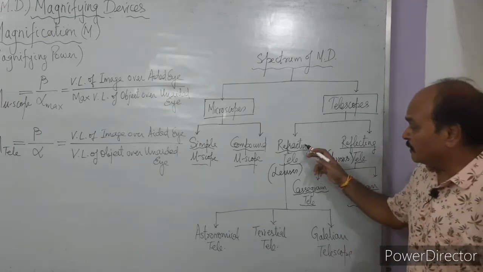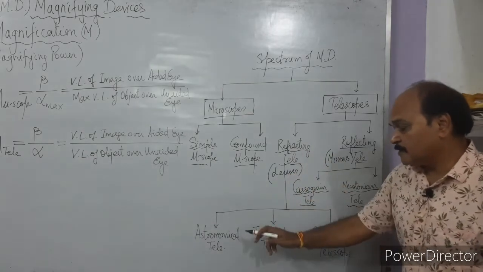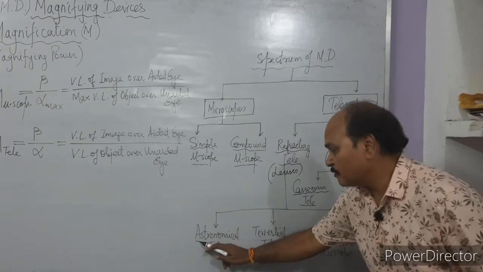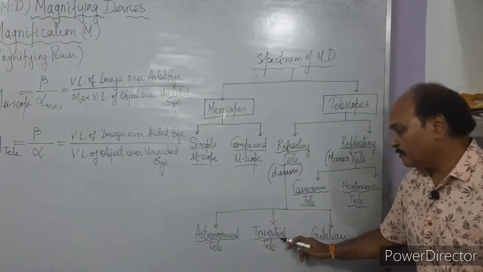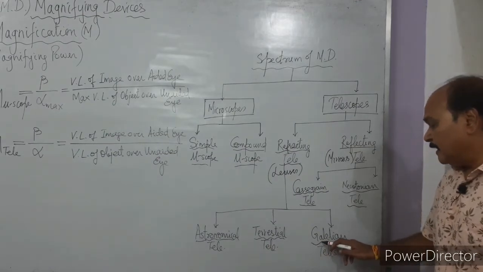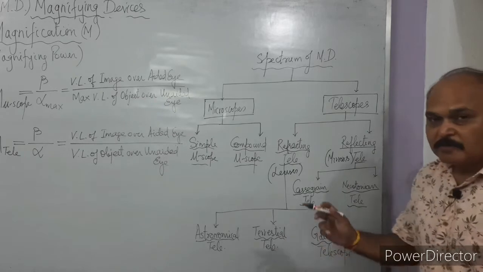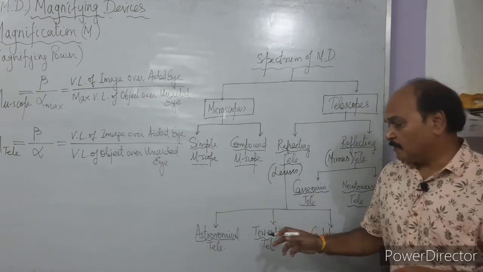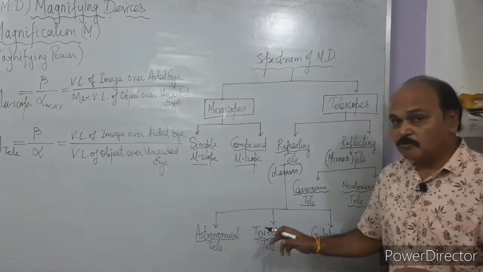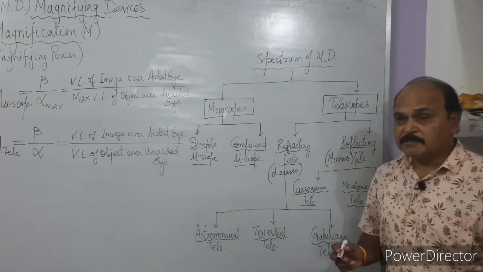Whereas the telescopes where we use lenses only, they are of three types. One is astronomical telescope, the second one is terrestrial telescope, and the third one is Galilean telescope. In Galilean telescope, for objective we use concave lens. Otherwise, in all these telescopes, we always use convex lens, both as objective as well as eyepiece.